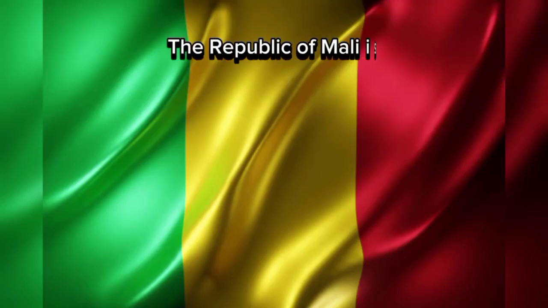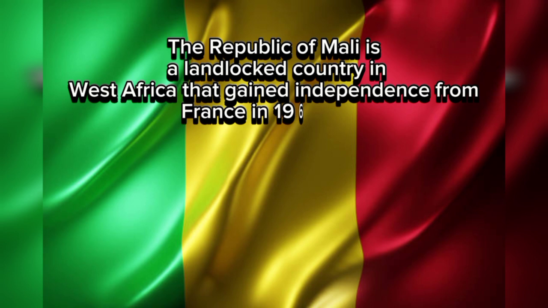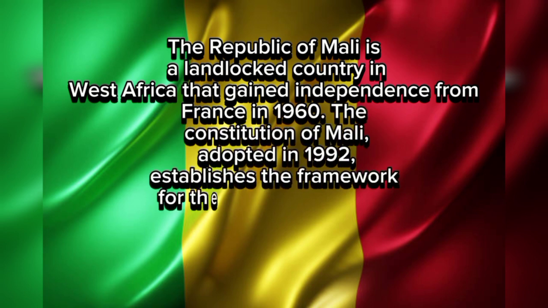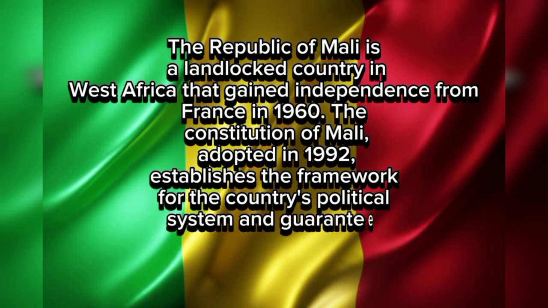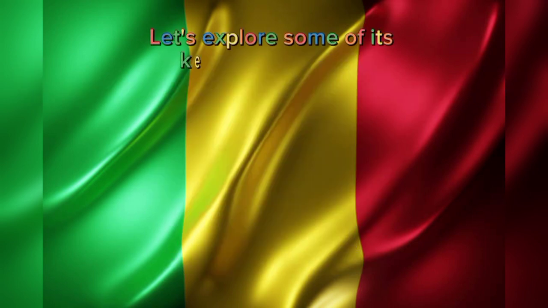The Republic of Mali is a landlocked country in West Africa that gained independence from France in 1960. The Constitution of Mali, adopted in 1992, establishes the framework for the country's political system and guarantees certain rights and freedoms to its citizens. Let's explore some of its key salient features.